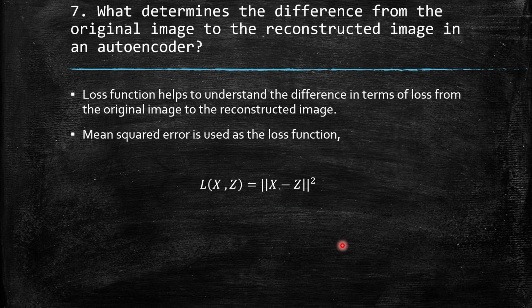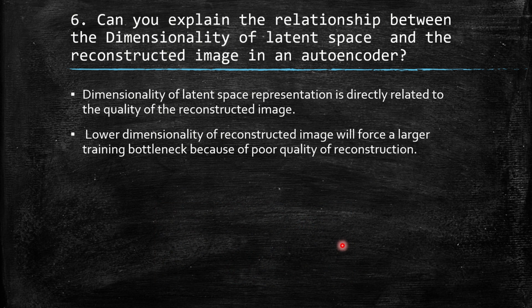Can you explain the relationship between the dimensionality of latent space and the reconstructed image in an autoencoder? Well, this question is very important. Please recollect the question once more. Can you explain the relationship between the dimensionality of latent space and the reconstructed image in an autoencoder?